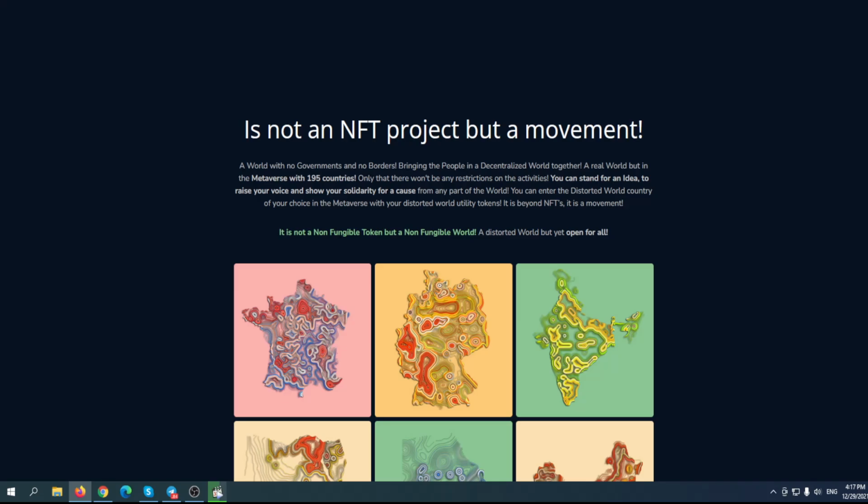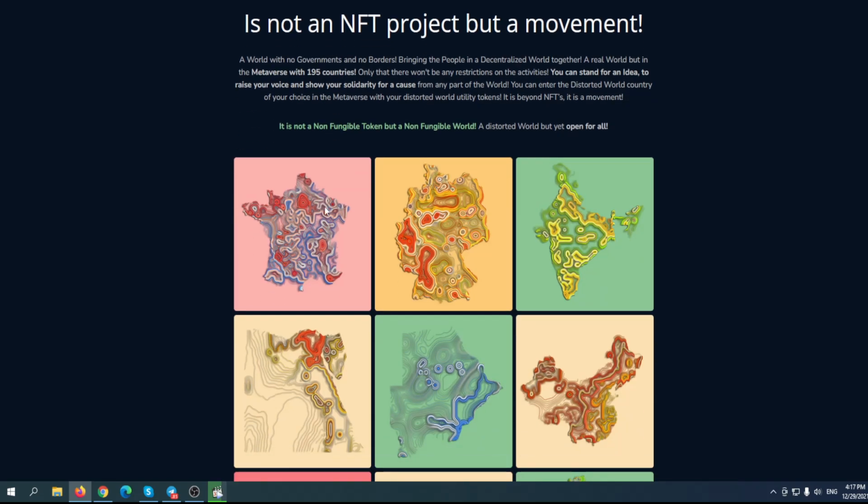Like they claim, it's not just an NFT project, but a movement. It is not a non-fungible token, but a non-fungible world. A distorted world, but yet open for all. So they have some great plans for the future. I think it will be really important to buy this first collection right now if you want to participate. And according to their plans, what they're going to do, and by the way, they're on the right way, I think that they can achieve that, and this is going to be the future of the Metaverse.